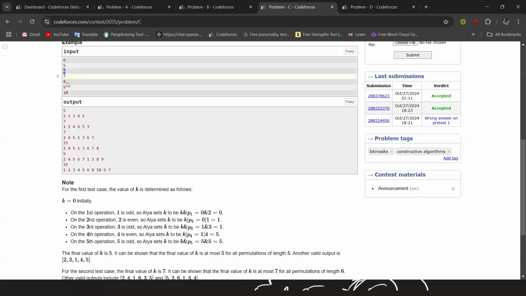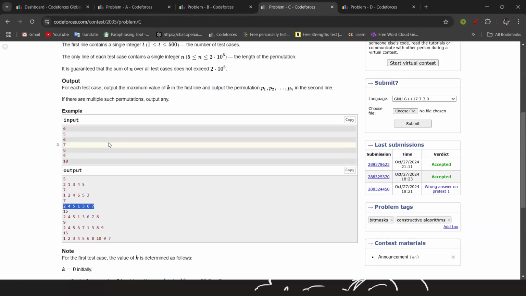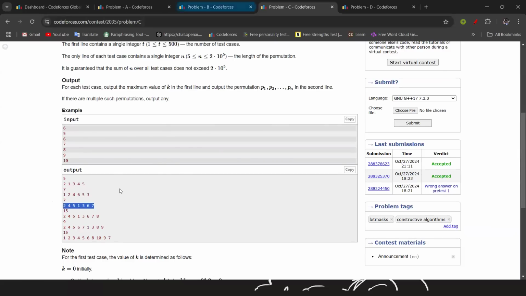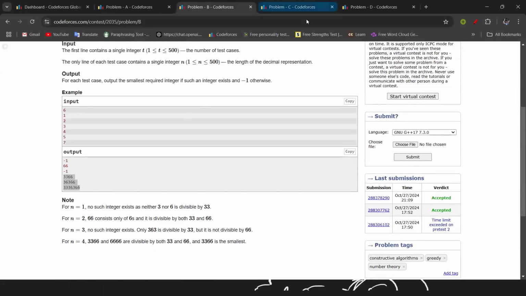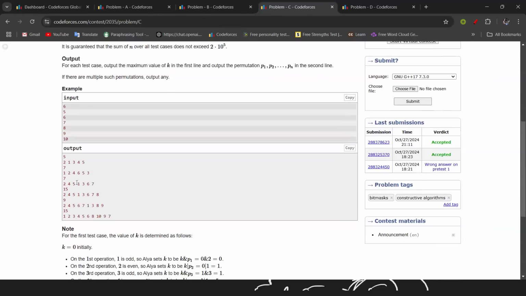For n equal to 6, the maximum you could get was 7 using this permutation. For n equal to 7, the maximum you could get was 7 using this permutation. Okay, so you can analyze the test cases like this. So how do we solve this problem? First thing is observing the test cases only. Like for problem B also I showed you, just by observing the test cases you were able to find the pattern. So let's observe the given sample test cases only.